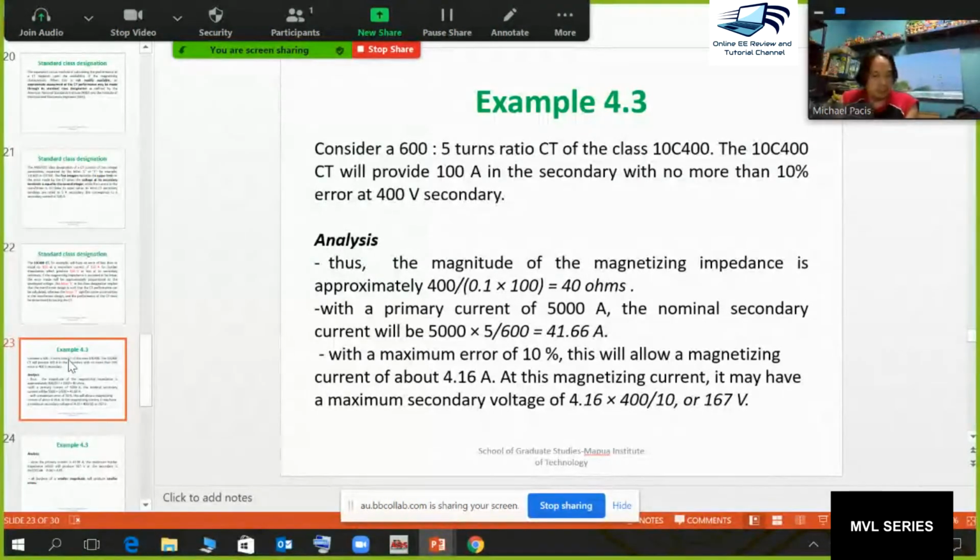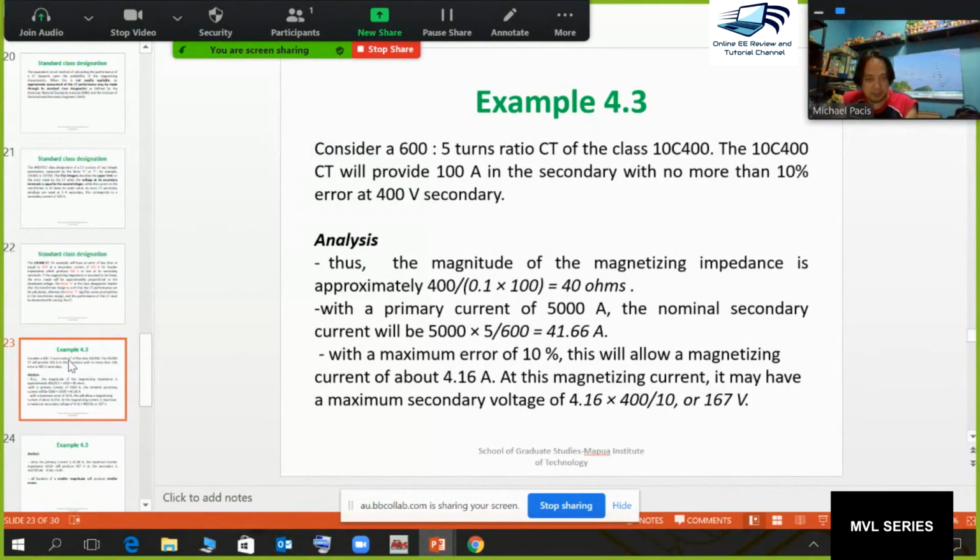So we can have this analysis. The magnitude of magnetizing impedance can be computed by having 400, you divide it by the current times the error, 0.1 times 100. So the answer is 40 ohms. That is your ZM. With a primary current of 5,000 amperes, for example, the nominal secondary current will be, as we have discussed from problem 4.2, 5 over 600, the 600 by 5 turns ratio, so the answer is 41.66.